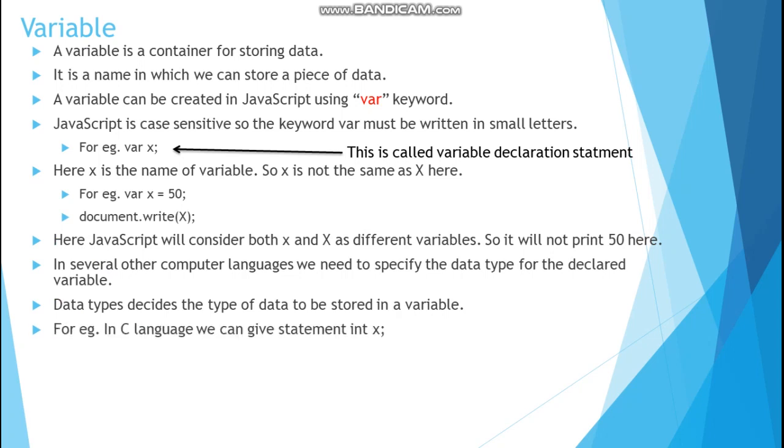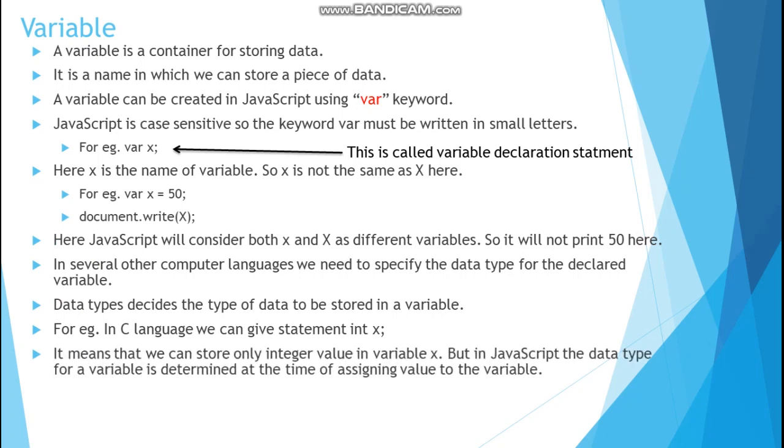For example, in C language, which is a very popular language, we can give the statement int space x semicolon. So here x, small x, is the name of the variable, whereas int is the keyword that is used to declare a variable x of integer type. So it means that we can store only an integer value in variable x.